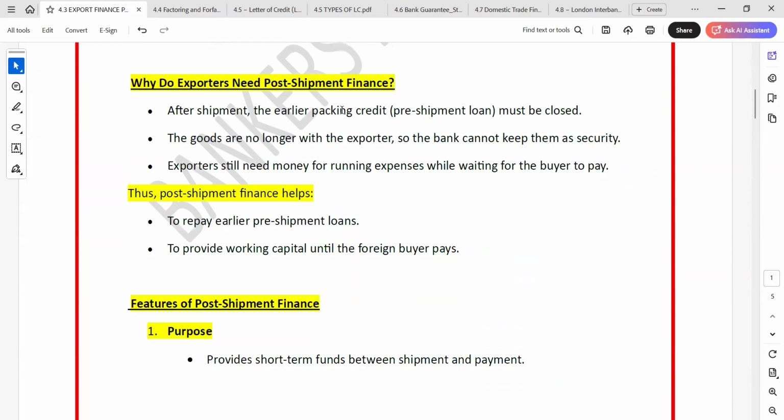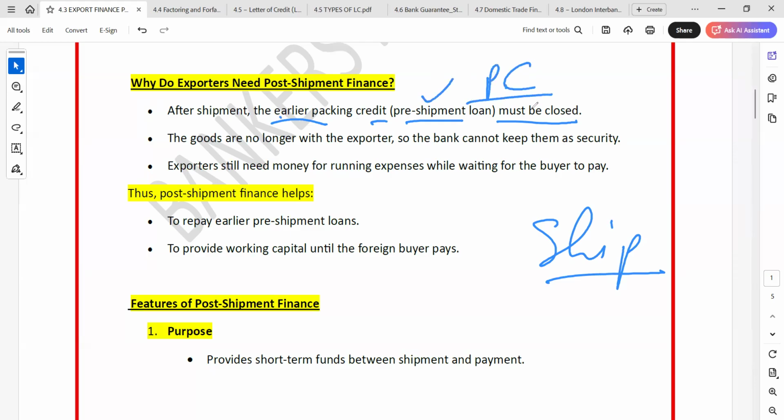So why does an exporter need post-shipment credit? Very simple. After shipment, the earlier packing credit, that is the pre-shipment loan, must be closed. Because the shipment is done by the exporter, the goods are no longer with the exporter. So the bank cannot keep them as security, because the loan given by the bank for the raw material was converted into finished goods.